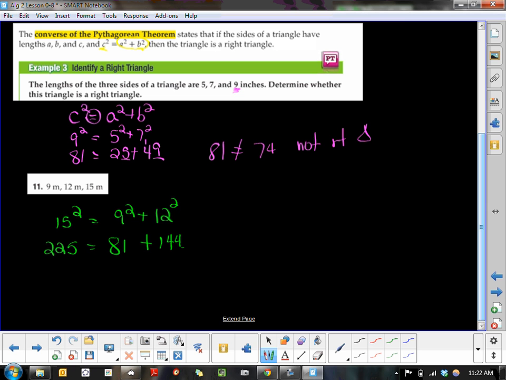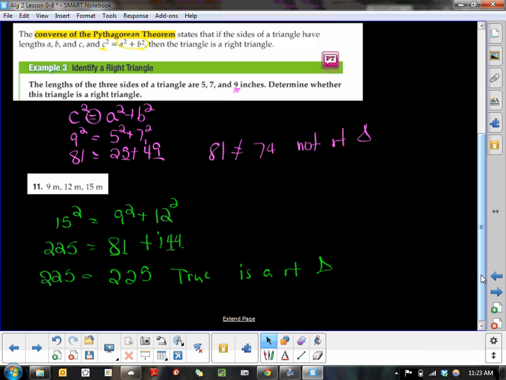So if we add up our 144 and 81, that's a 5. That's 12. Carry the 1. We got 225 is equal to 225. So since this came back as a true statement, what we now know is that it is a right triangle.